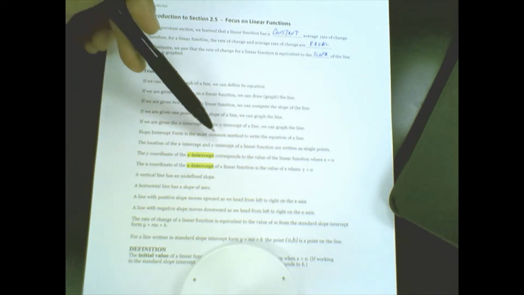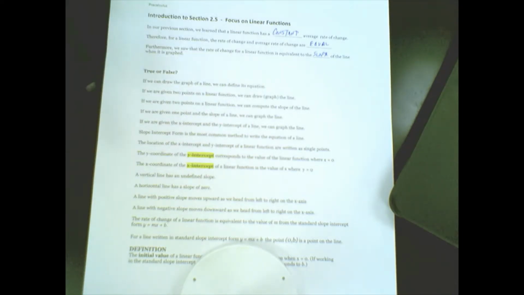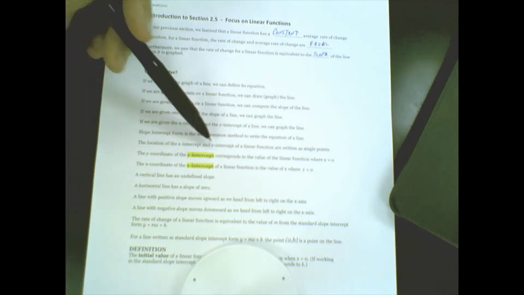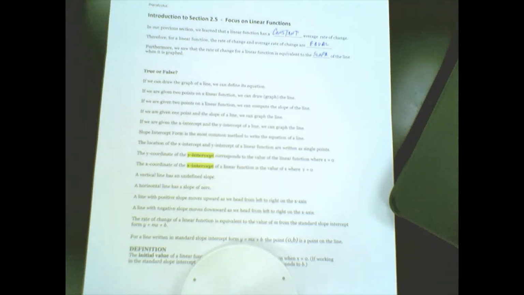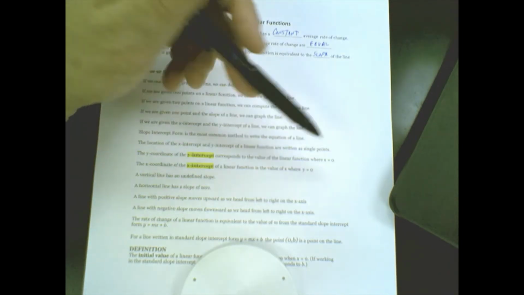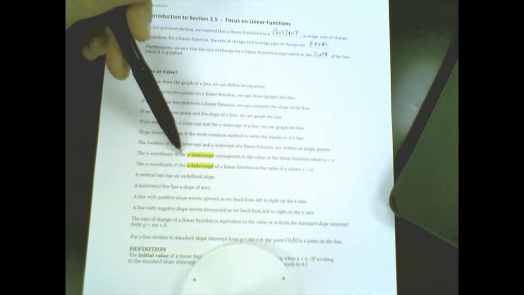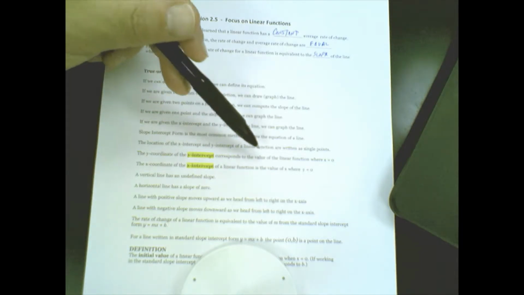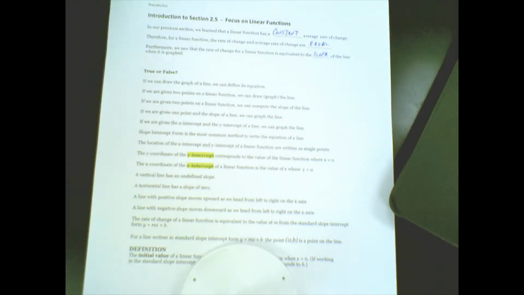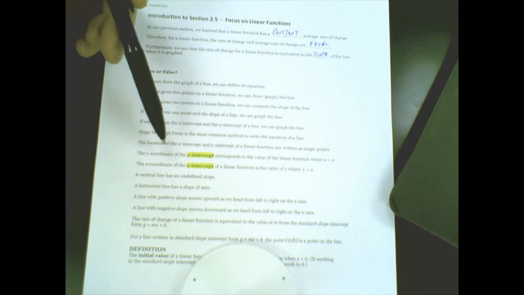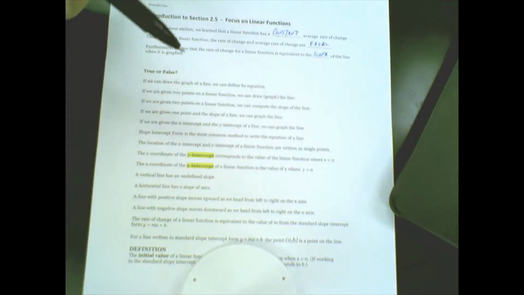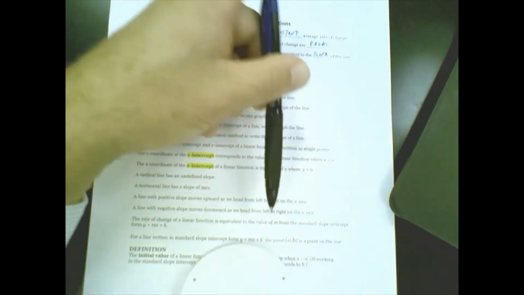Slope-intercept form is the most common method to write the equation of a line. Absolutely true. y = mx + b. We've used it all the time. The location of the x-intercept and y-intercept of a linear function are written as single points. That is correct. Again, remember, they are points, not numbers. The y-coordinate of the y-intercept corresponds to the value of the linear function when x equals 0. Absolutely true. Plug in x, you will get the value of y, and you'll graph the point (0, y). It'll be on your y-axis.